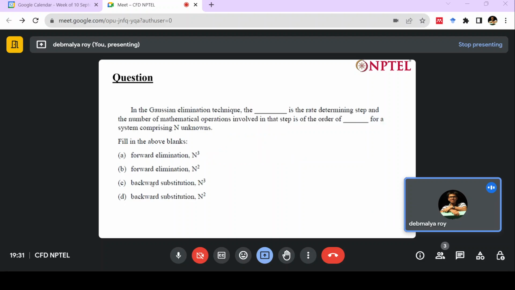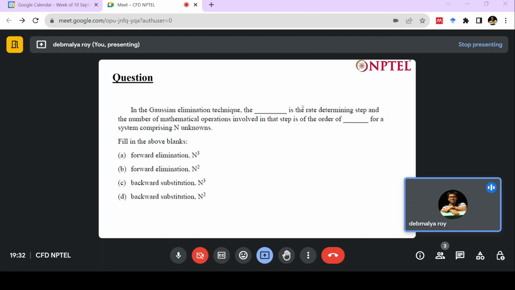So let's move to the next question. In the Gaussian elimination technique, the technique that we have been discussing right now, which process is rate determining, and what is the order for the steps involved? So what is the rate determining step? The rate determining step is the step which takes the maximum number of numerical operations or the maximum effort.